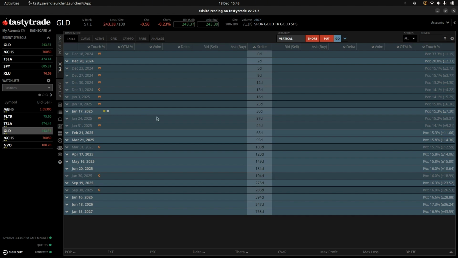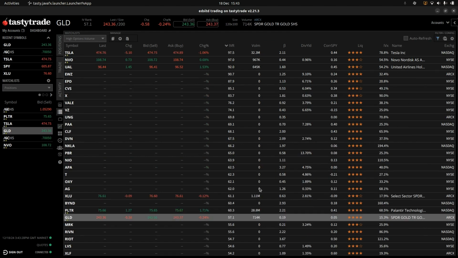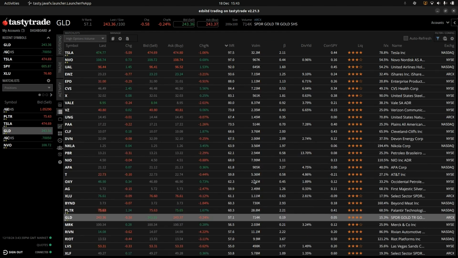The expiration date that we want to lock in on needs to be between 30 and 60 days out in time, and it also needs to be a monthly, not a weekly or quarterly expiration date. Right now, the only expiration date that actually fits that criteria is January 17th, with 30 days left on the contract. So now we can come over to our watch list, or whatever it is that you use to select what you want to trade.